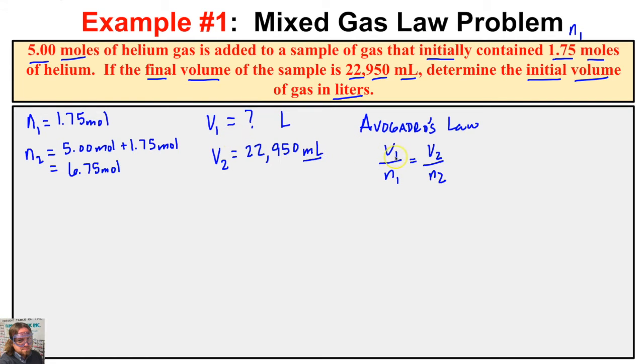So how do I get V1 all by itself on one side of this equal sign? Well, I don't like fractions, just like you probably don't. And so what we can do is cross multiply. If we cross multiply, we're going to end up with V1 times n2 equaling V2 times n1. And remember, we're trying to isolate V1. We're trying to get V1 all by itself on one side of the equal sign. So we need to divide both sides by n2. If we divide both sides by n2, n2 is going to cancel on the left-hand side.